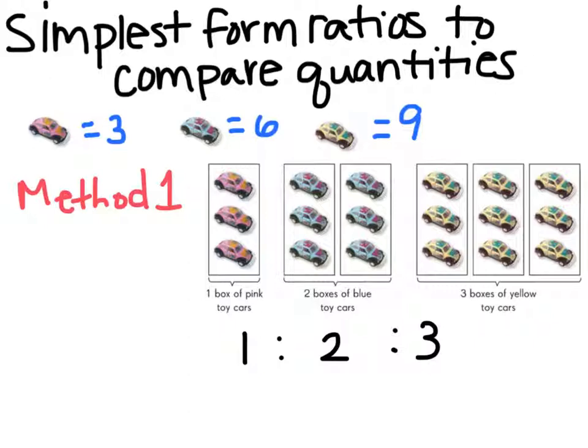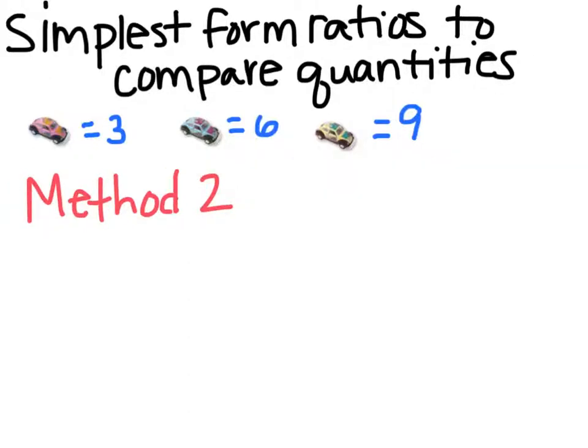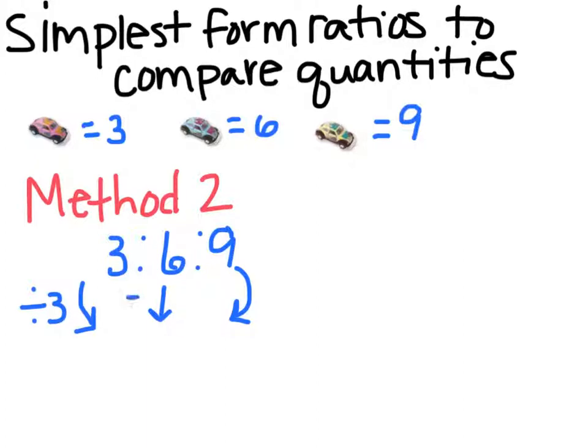Let's look at method 2. In method 2, we'll begin by writing our 3-part ratio, 3 to 6 to 9, and then using the greatest common factor to reduce it to its simplest form. Since 3 is our greatest common factor, we'll divide each term by 3, giving us our new ratio: 3 divided by 3 is 1, 6 divided by 3 is 2, and 9 divided by 3 is 3. So the ratio of the number of pink toy cars to the number of blue toy cars to the number of yellow toy cars is 1 to 2 to 3.